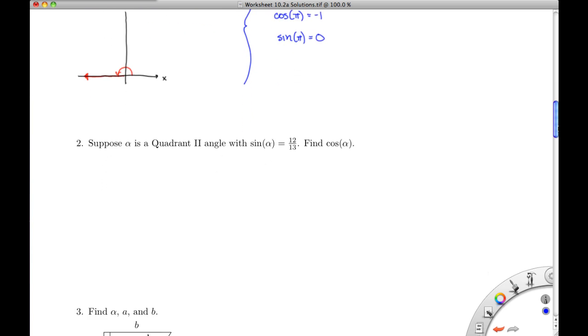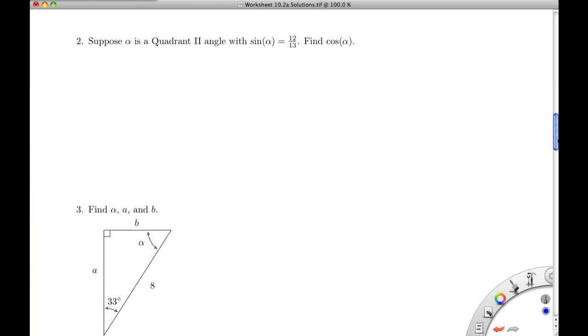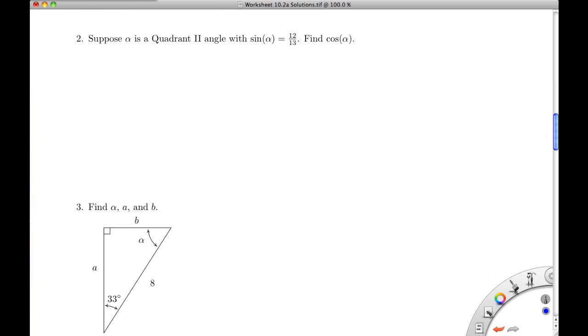Okay, so number 2. Suppose that alpha is a quadrant 2 angle where the sine of alpha is equal to 12/13. Find the cosine of alpha. There are a number of ways to approach this problem.